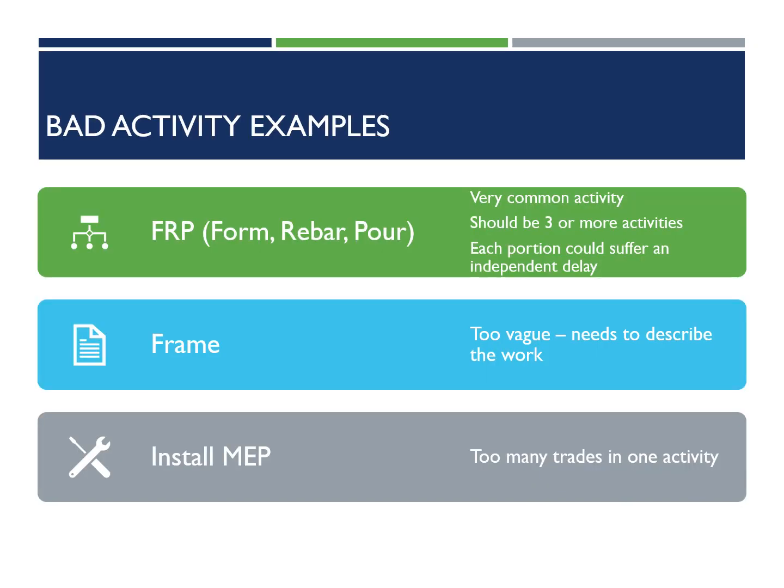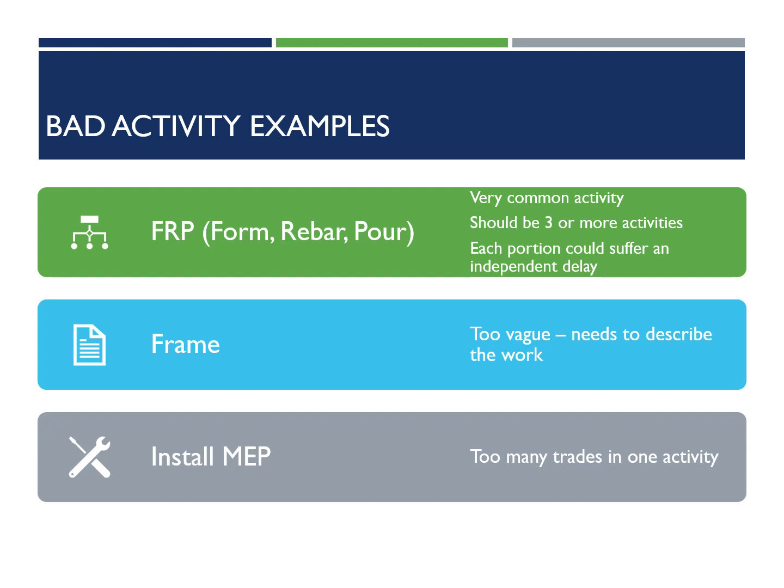Here are some bad activity examples. I've already kind of gone through these. So form, rebar, pour should be 3 or more activities. Each portion could suffer an independent delay. So if you're saying forming is going to take you 1 day, rebar is going to take you 1 day, and pour is going to take 1 day, and you say, okay, well, it's a 3-day activity, well, what if forming takes you 4 days, or the rebar doesn't show up, and so it's a couple of weeks, but form's been done forever.